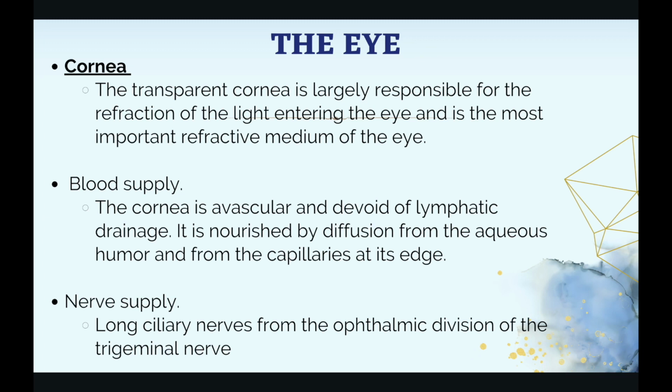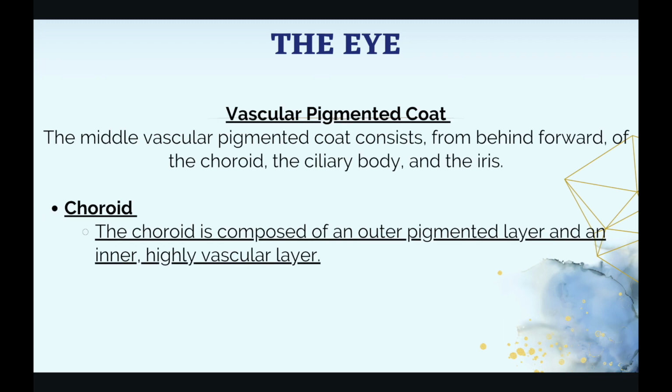The cornea is avascular and devoid of lymphatic drainage. It is nourished by diffusion from the aqueous humor and from the capillaries at its edge. The nerve supply is the long ciliary nerves from the ophthalmic division of the trigeminal nerve. The middle vascular pigmented coat consists, from behind forward, of the choroid, the ciliary body, and the iris. The choroid is composed of an outer pigmented layer and an inner, highly vascular layer.